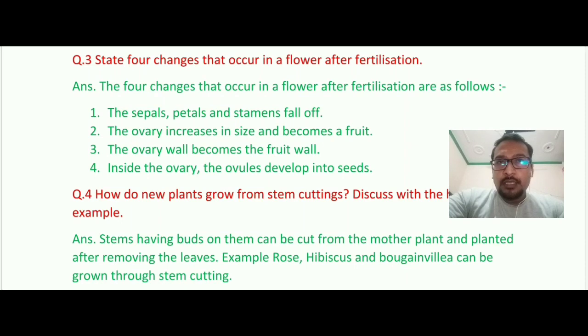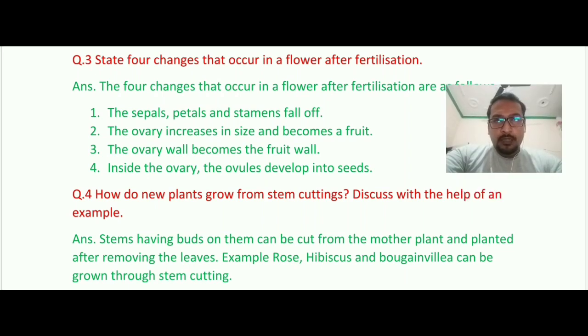Question number 3, state 4 changes that occur in a flower after fertilization. The 4 changes that occur in a flower after fertilization are as follows. The sepals, petals and stamens fall off. The ovary increases in size and becomes a fruit. The ovary wall becomes the fruit wall. Inside the ovary, the ovules develop into seeds.